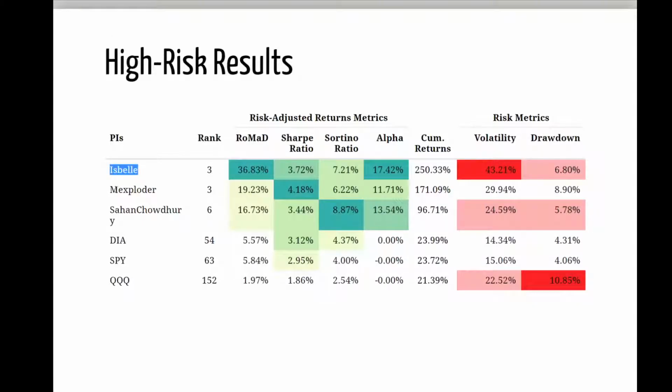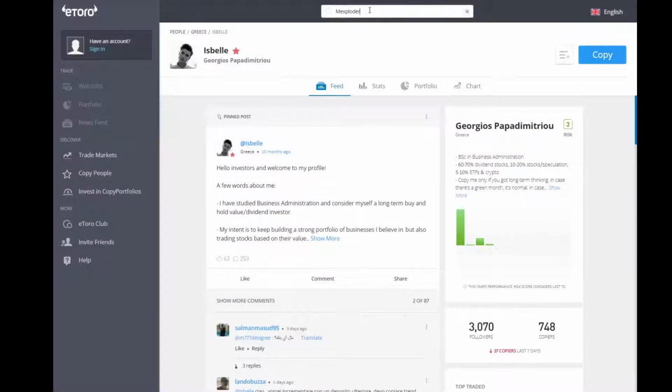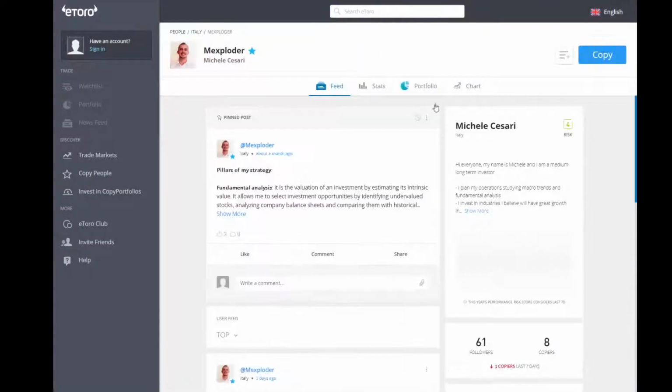Okay, in second place is Mexploder. We had him last week. I don't think we went through his portfolio. Let's do that today.